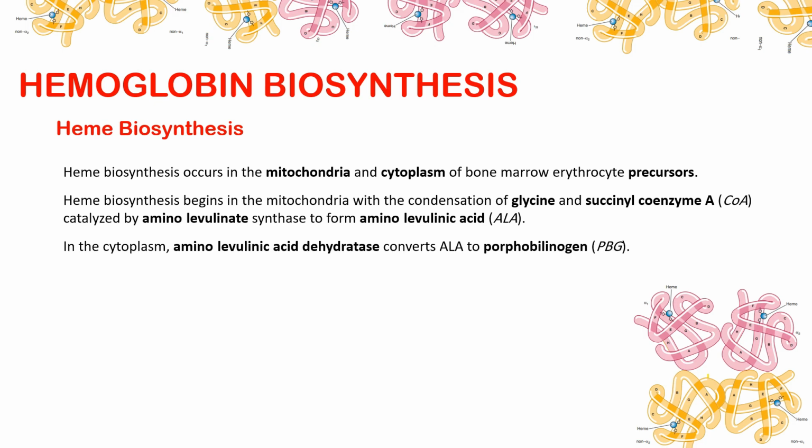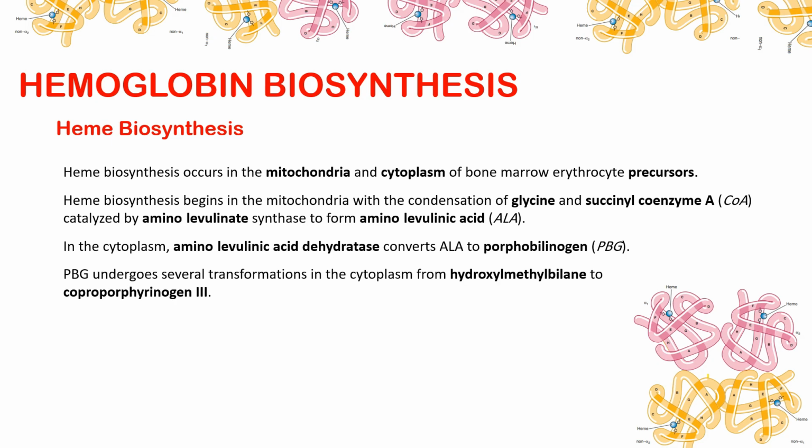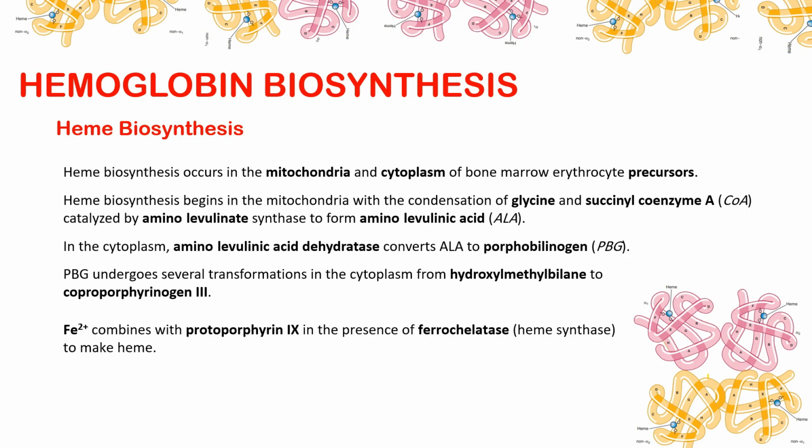In the cytoplasm, aminolevulinic acid dehydratase converts aminolevulinic acid to porphobilinogen. Porphobilinogen undergoes several transformations in the cytoplasm from hydroxymethylbilane to coproporphyrinogen III. This pathway then continues in the mitochondria until, in the final step of production of heme, iron combines with protoporphyrin IX in the presence of ferrochelatase, also called heme synthase, to make heme.